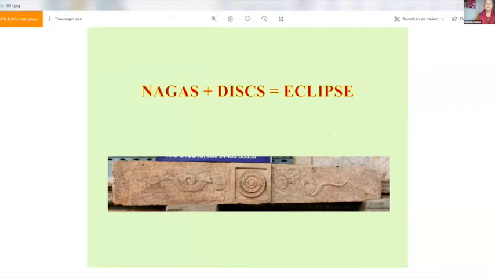Nagas, serpents with discs, refers to eclipse. This is from the oral tradition. I was taught this long ago by Raja Dikshitar, one of my teachers and very best friend. We will talk a bit more about him, but now first just go into this.